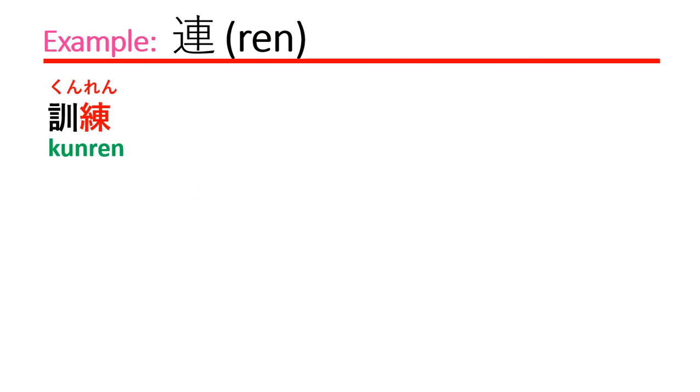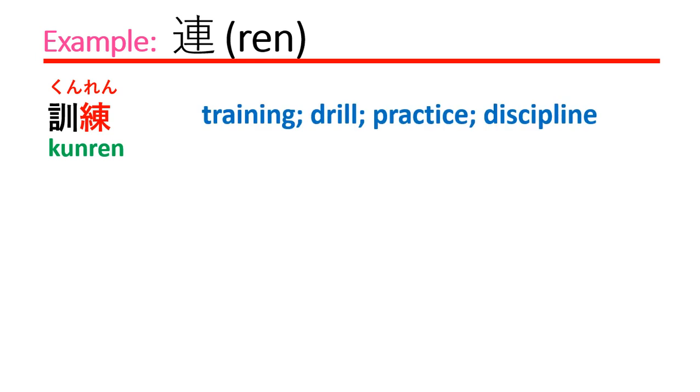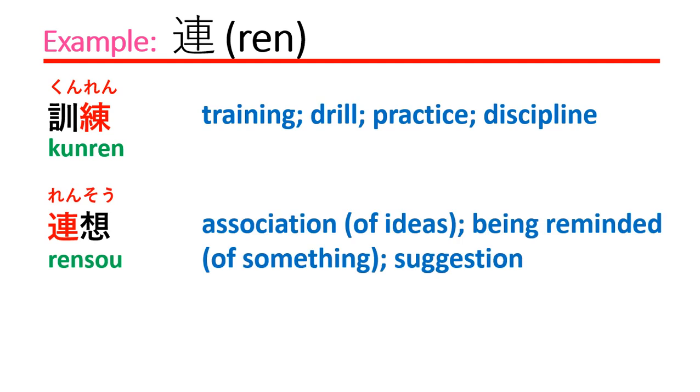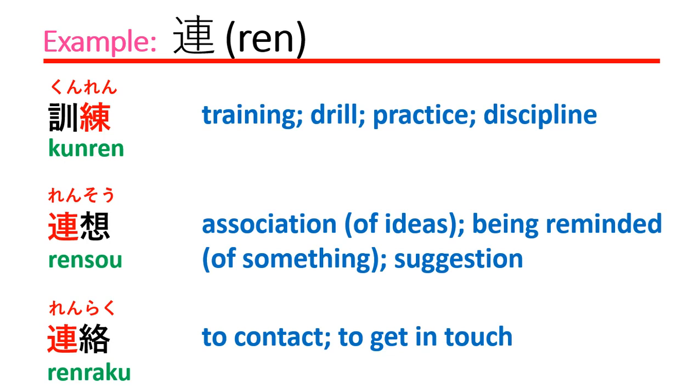The first, kunren. Kunren is training, drill, practice, discipline. Rensou, which means association of ideas, being reminded of something, suggestion. Renraku is to contact or to get in touch. For example, when you contact someone, you have to say renraku. Dareka ni renraku shimasu, which means you contact someone or some organization.